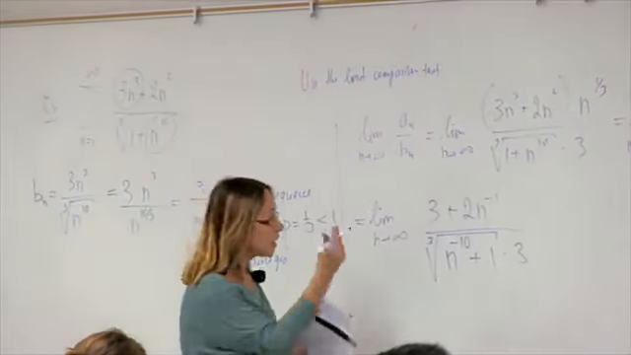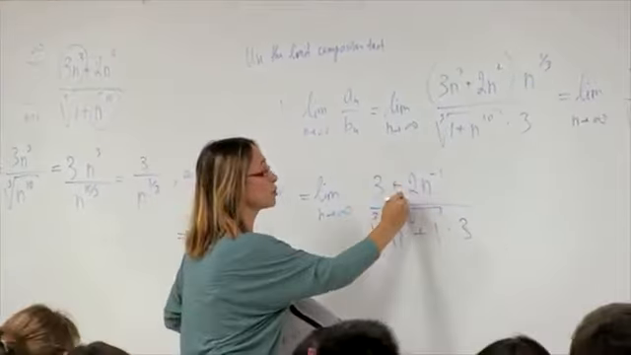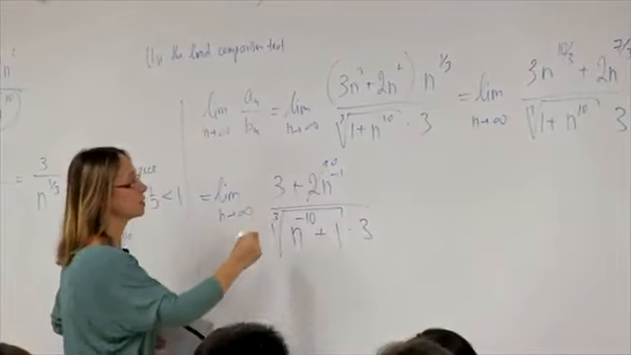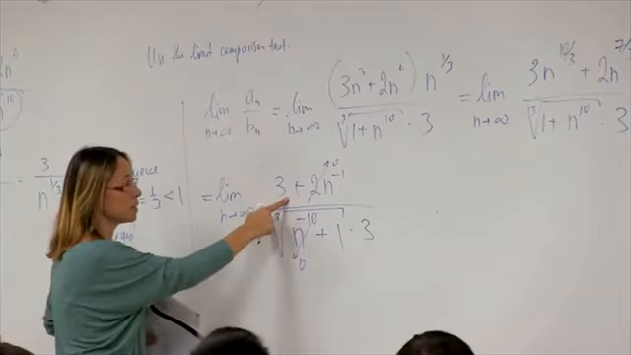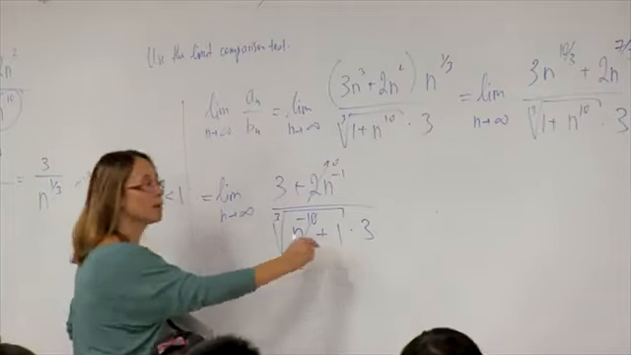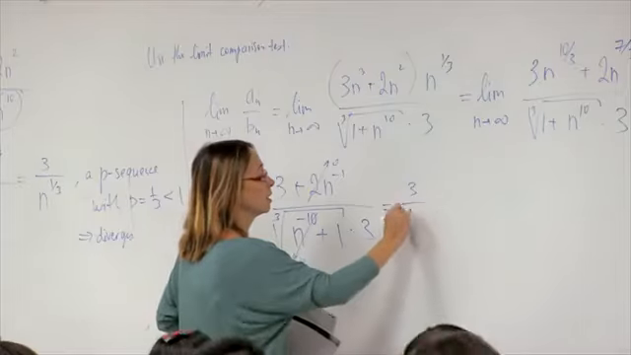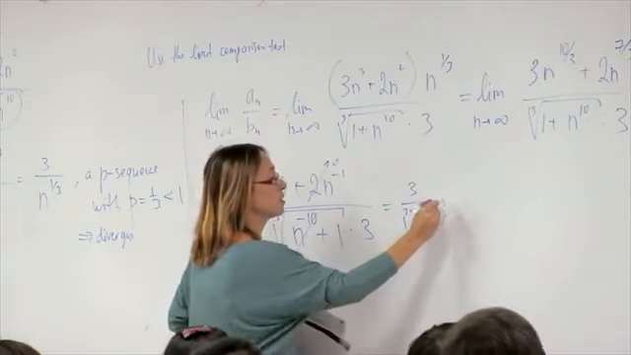Okay. Now it's easy. Now everything is easy. So this goes to 0 because it's 1 over n. This obviously goes to 0 too. What do I have left? I have 3 divided by cube root of 1 times 3. So it's 1.